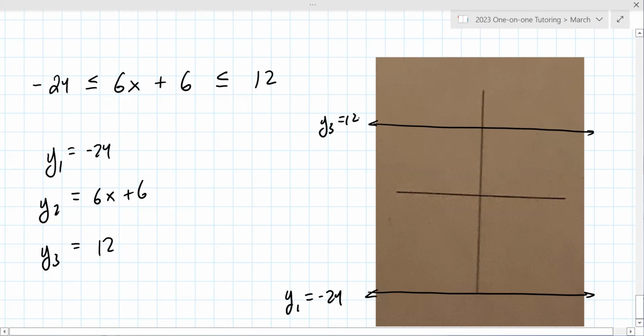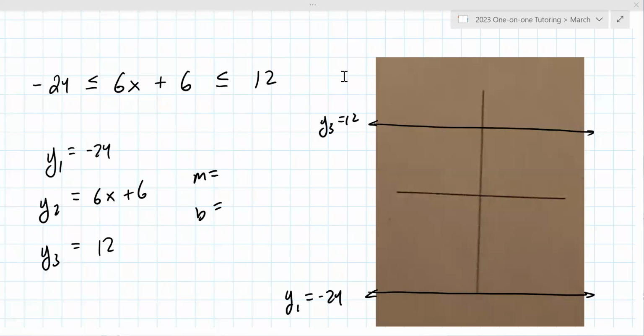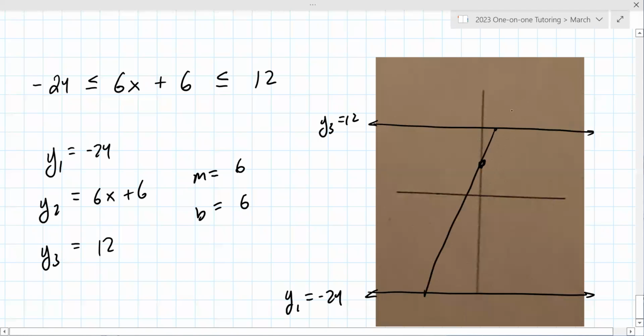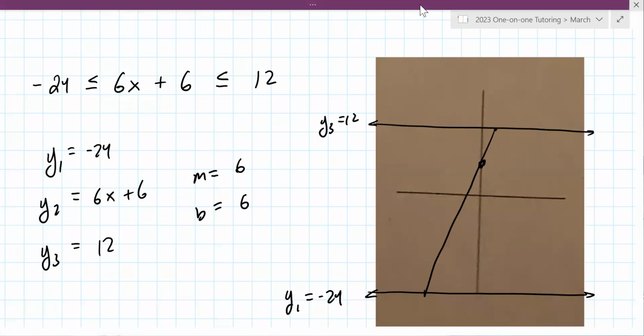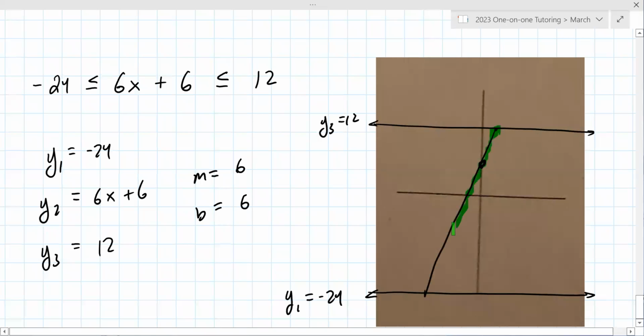For the one in the middle, you have to identify the slope and the b value. Okay. What is the slope? What is the b value, Remy? It would be 6 and 6. Okay. So you start at the b value of 6, and then your slope of 6. So you get something that looks like that. Yeah. And in this case, you're always shading between them.